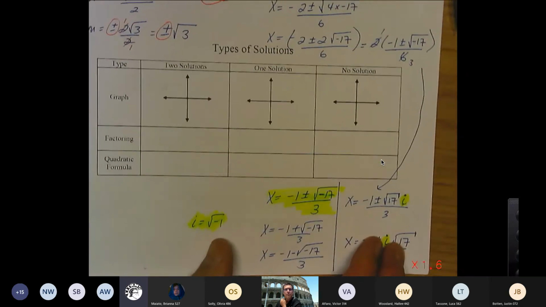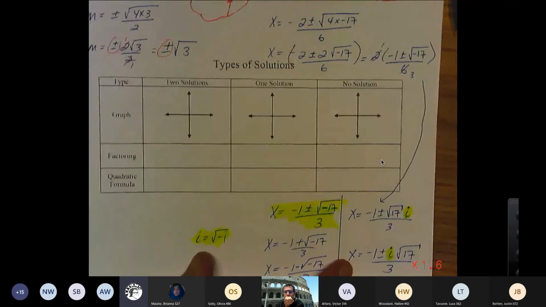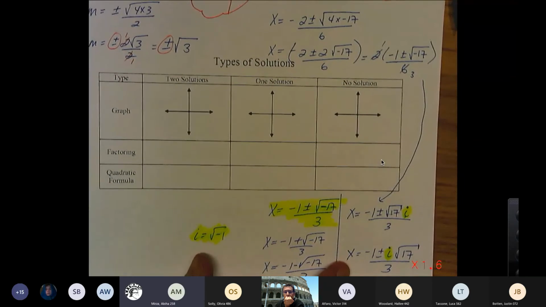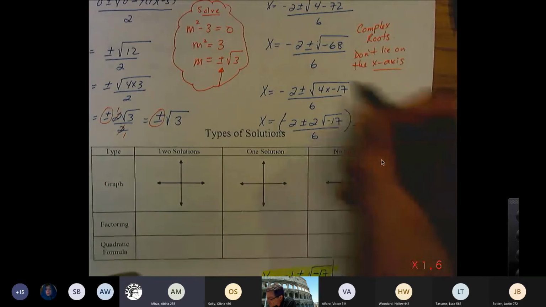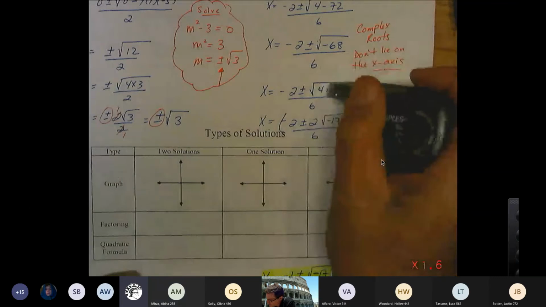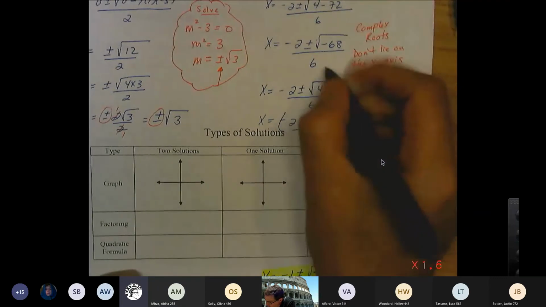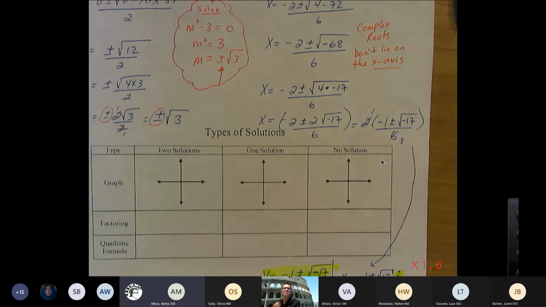Sir, I was just going to ask, why did you put 4x under the square root? Oh, it's not 4x. I'm sorry. That's 4 times. 4 times negative 17. Would it be better if I did a dot? Yeah, that's better. Thanks. No problem. That's why we come up with the different notations. That's right. No x's.